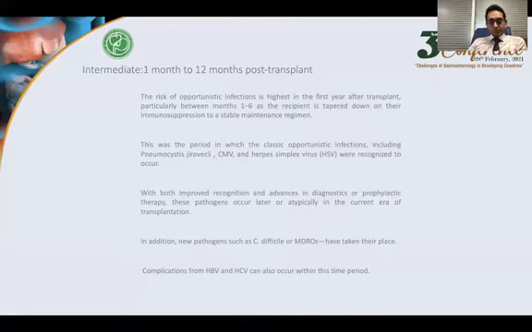In addition, new pathogens like C. diff and multi-drug resistant organisms have taken their place. Complications from HBV and HCV can also occur during this time frame.